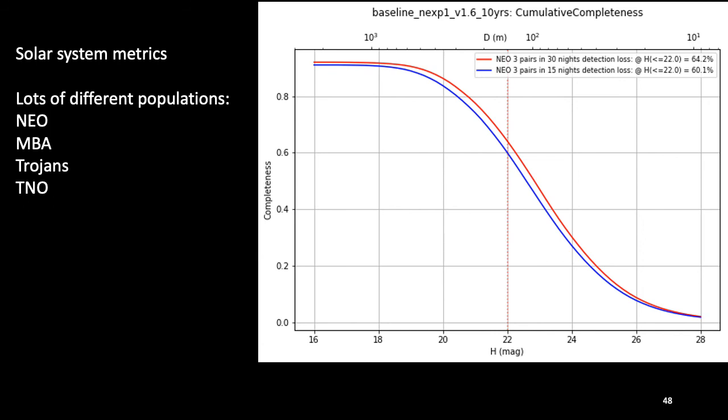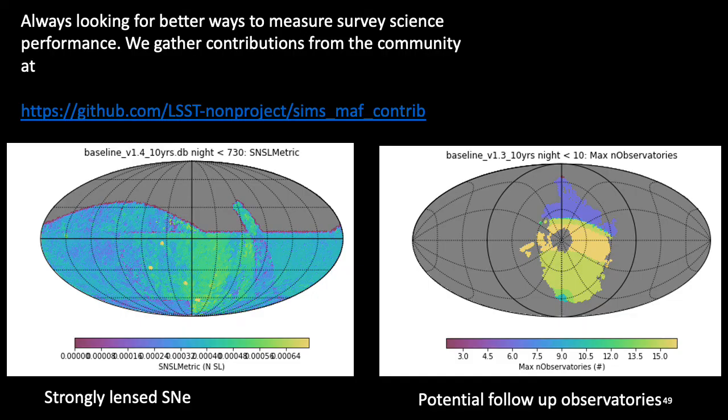We have simulated populations of near-Earth objects, main belt asteroids, Trojans, trans-Neptunian objects, and so we can look at how completely we sample all of those different solar system populations. We're always looking for better survey metrics. We have a Git repo dedicated just to collecting metrics from the community. So if you have an idea, please go to that repo and code up how you'd like to measure surveys.